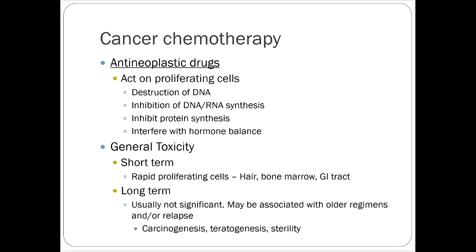So when you're looking at short term, the areas in the body that are going to be affected by chemotherapy are areas with high proliferation. So hair, bone marrow, and GI tract. So a lot of these drugs we're talking about are going to cause hair loss, they're going to cause nausea and vomiting, they're going to cause myelosuppression, or suppression of the bone marrow's abilities to synthesize new cells.